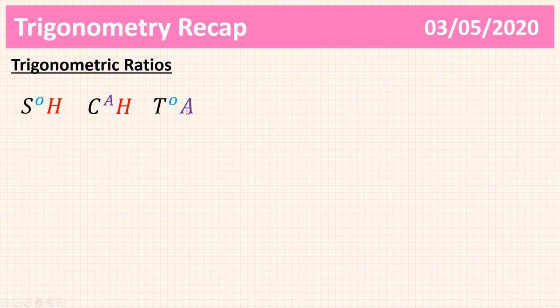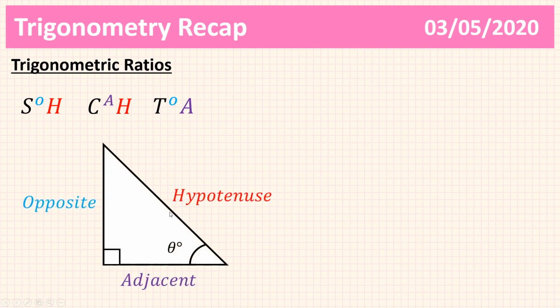So, SOH CAH TOA. You also need to remember labeling conventions. So we've got opposite the right angle is the hypotenuse, opposite the angle is the opposite, and the remaining one is the adjacent. Now, you may see the ratios represented in the following ways.